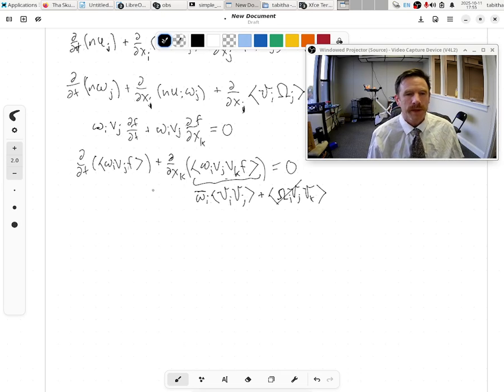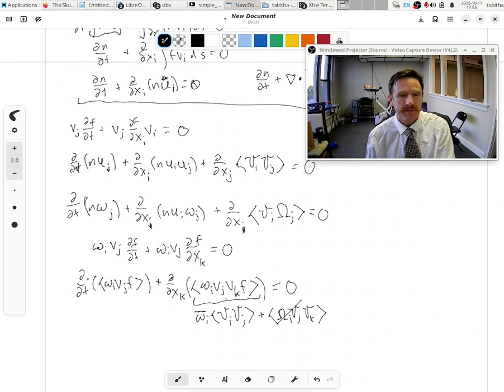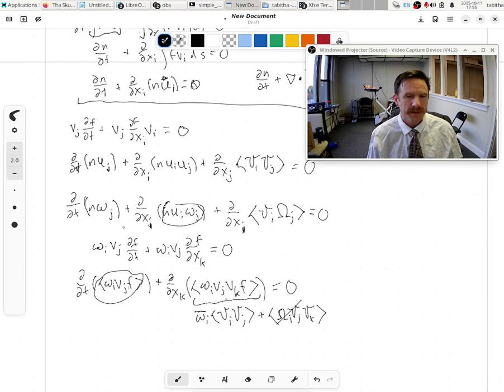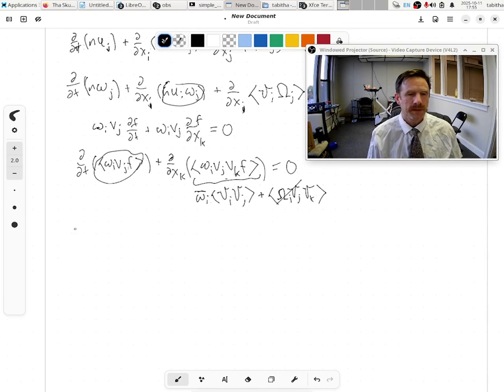So at this point, what we can do is notice that we have this term here, which is similar to this term here. So what we're going to do is take a time derivative of this first equation and a spatial derivative of this second equation. So let's do that explicitly.